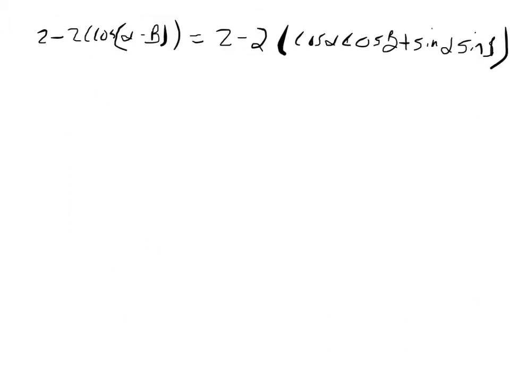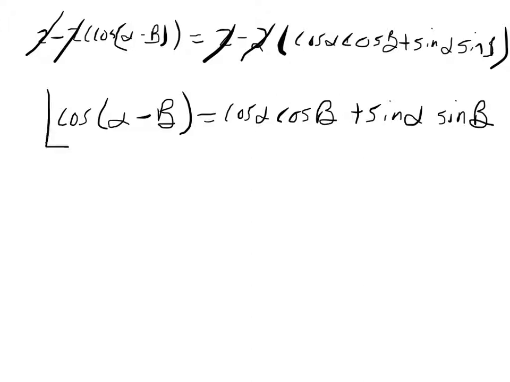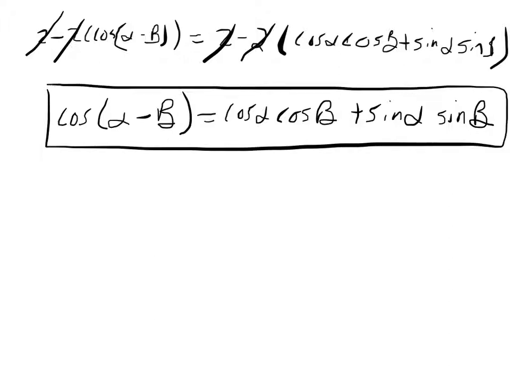So I go ahead and set those equal, and note what happens. My 2's are going to cancel. I can divide both sides by -2, and I'm left with the cosine of alpha minus beta equals cosine alpha, cosine beta, plus sine alpha, sine beta. And there's my formula for the cosine of the difference of two angles. Do you want to memorize that? Indeed you do. That's one you want to memorize.